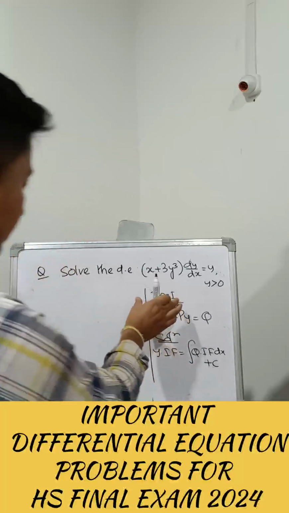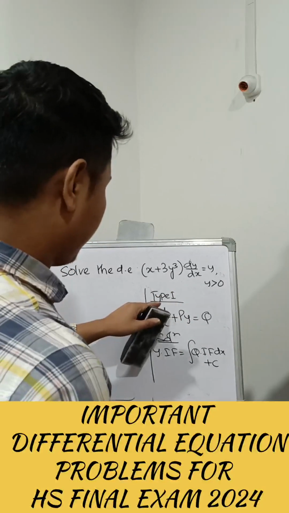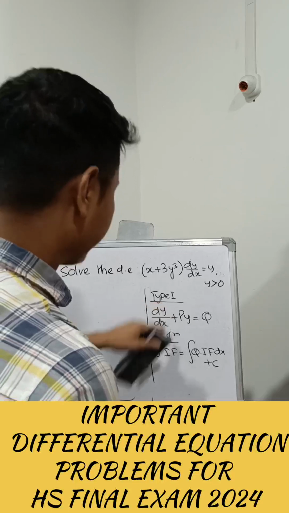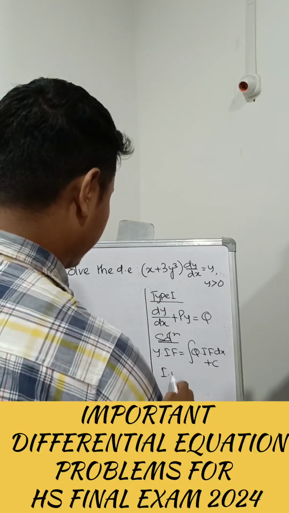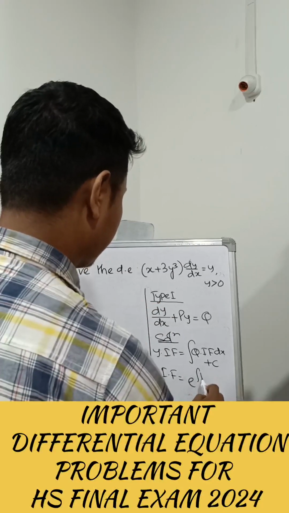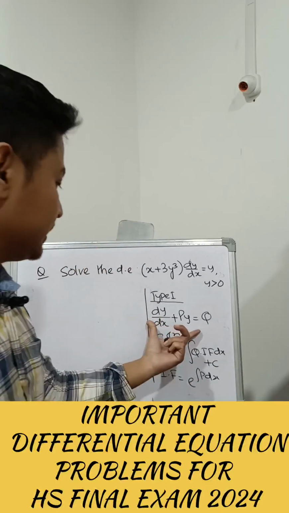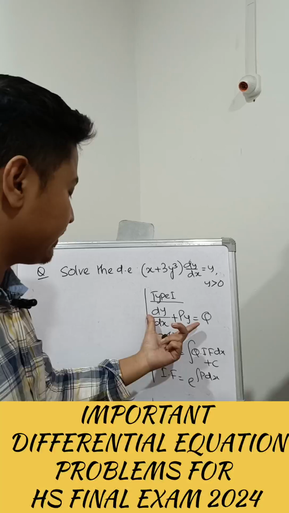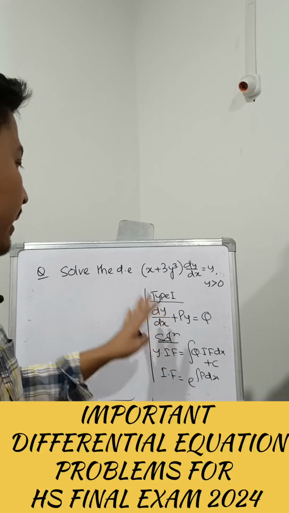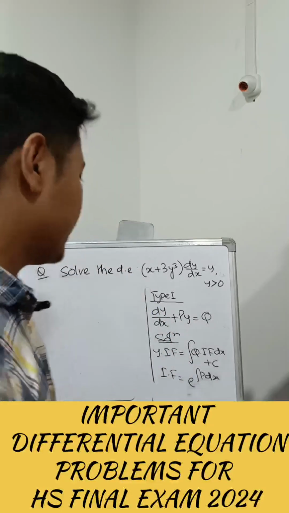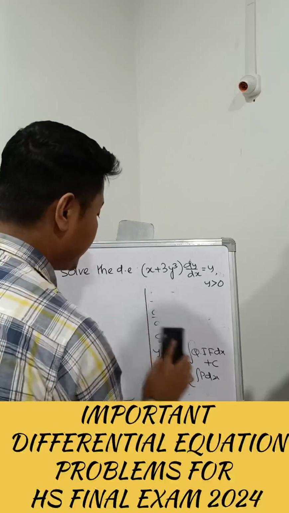For this particular type of linear differential equation, the integrating factor is e to the power integration p into dx. By following this structure and the solution associated with this linear differential equation, we can solve a given linear differential equation. Okay, so what is the next type of linear differential equation?